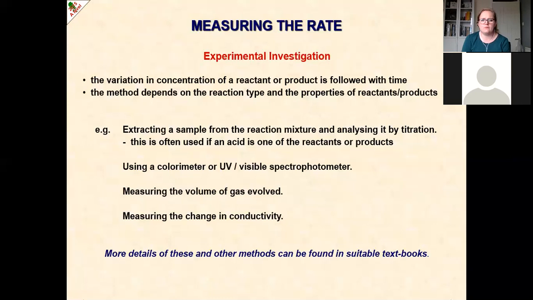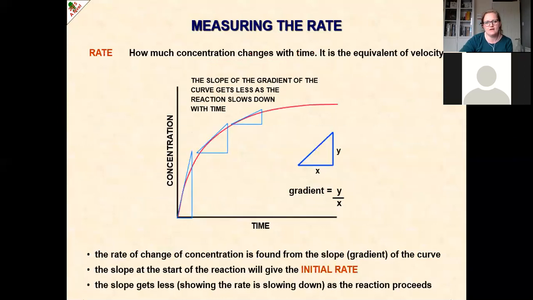A UV spectrophotometer works in a similar way. If we're dealing with gases, we can measure the volume of gas that's been evolved. If we're dealing with reactants or products that are conductors, we can actually measure the change in conductivity. There's loads and loads of other ones that you can find in textbooks and revision guides, and it's quite endless, really. Lots of these different ways we can investigate these. So then we can measure the rate.